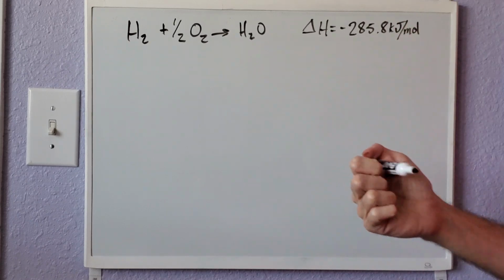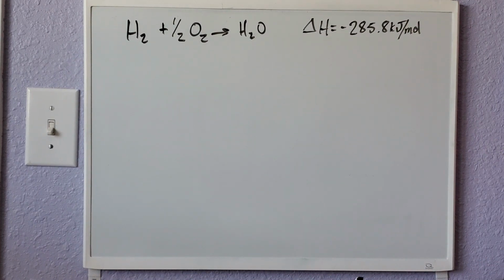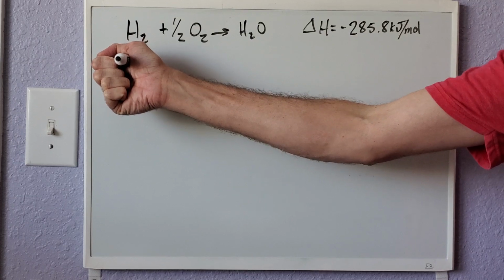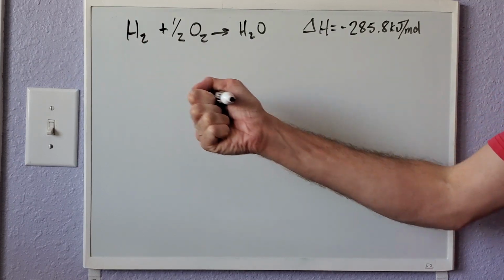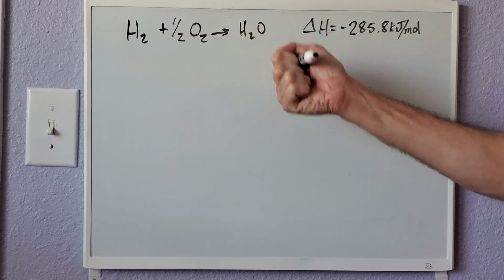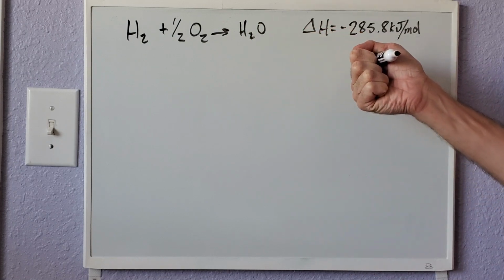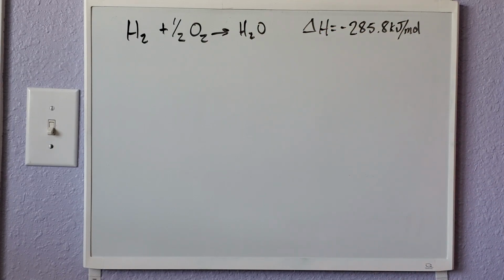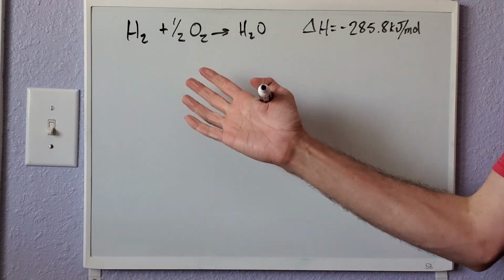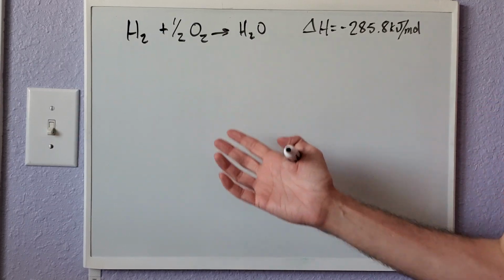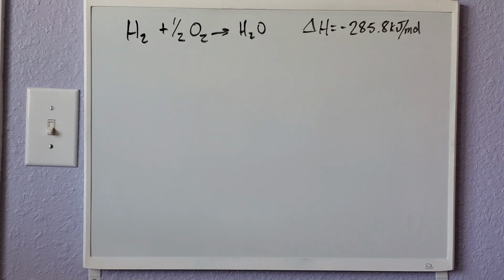The first thing you have to understand here is that whenever we take 1 mole of H2 and half a mole of O2 to produce 1 mole of H2O, this delta H is going to be a negative value. This states that this chemical reaction, or this process of forming water, is going to be an exothermic reaction because we're looking at a negative delta H.